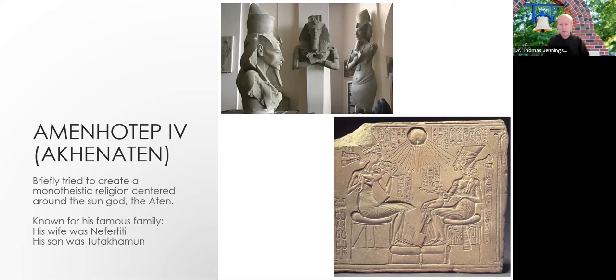Now, he says, I'm going to abandon all gods. There's only one true god, the Aten. He even changed his name to Akhenaten, he who worships the Aten. So what did Egyptians think about Akhenaten? They hated him. They despised him. Remember that Egyptian religion by this point had been around for 2,000 years.